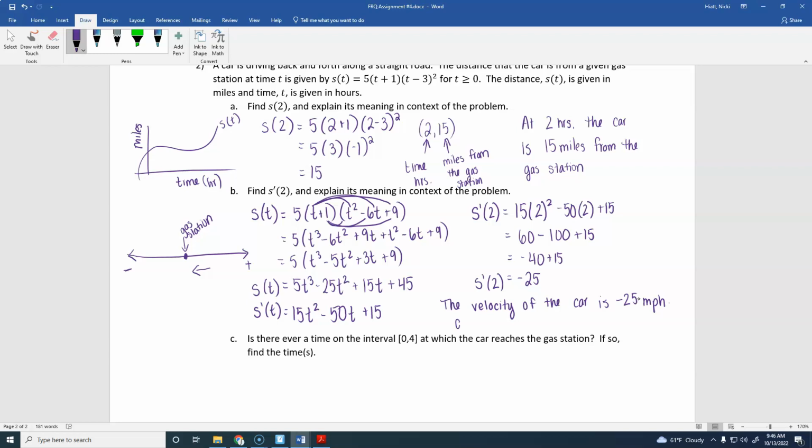Oh, yes, we probably should put at 2 hours. Yes. Let's put at 2 hours. Because otherwise, we're not showing that we're finding S prime of 2 there. So we do need to put at 2 hours. Thank you.